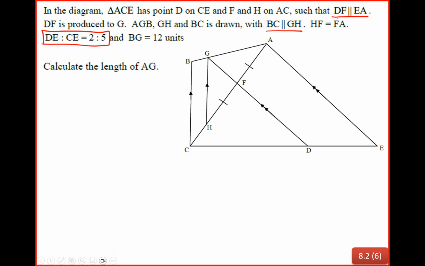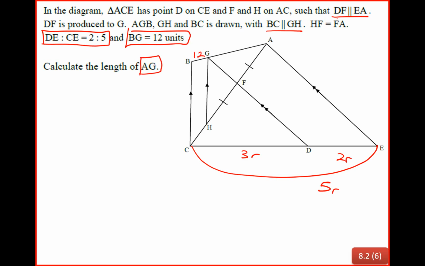DE is to CE, so DE is 2 units, and this whole thing CE is 5. It's actually not units, it's in the ratio. So if that's your 2R, this whole thing is 5R, it means CD has to be 3R. So R is just a variable we're using. And then it goes on to tell us that BG is 12 units, which I'm going to put down. That's actually 12 units. And the question is to find AG.